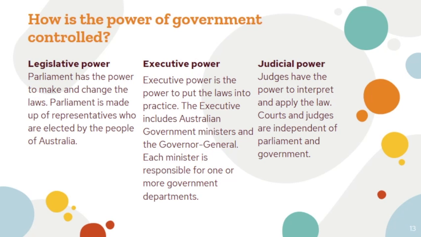Executive power. Executive power is the power to put the laws into practice. The executive includes Australian government ministers and the Governor-General. Each minister is responsible for one or more government departments. Judicial power. Judges have the power to interpret and apply the law. Courts and judges are independent of Parliament and government. These powers are written into the Australian Constitution.